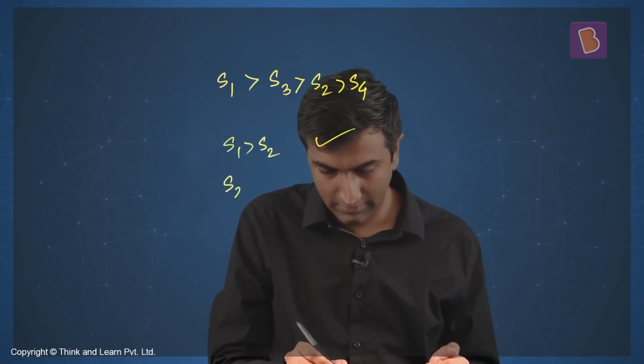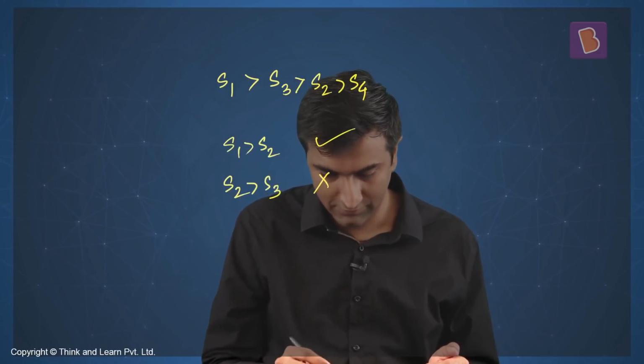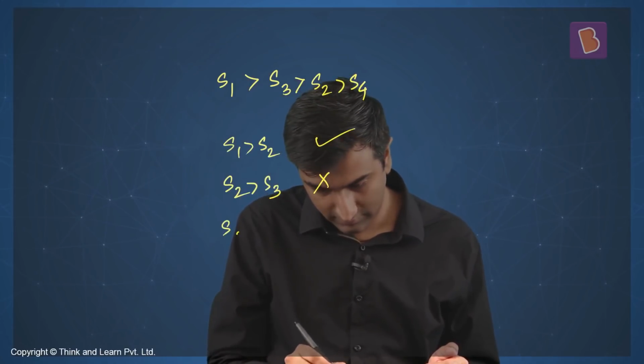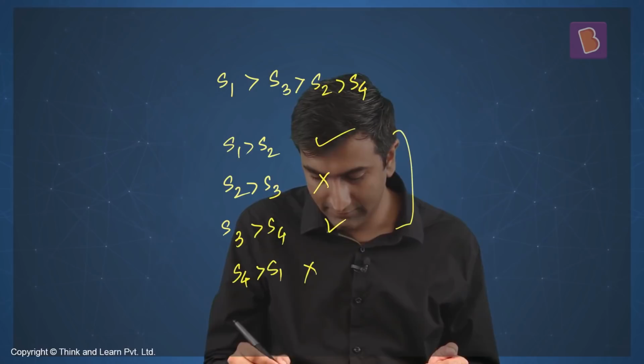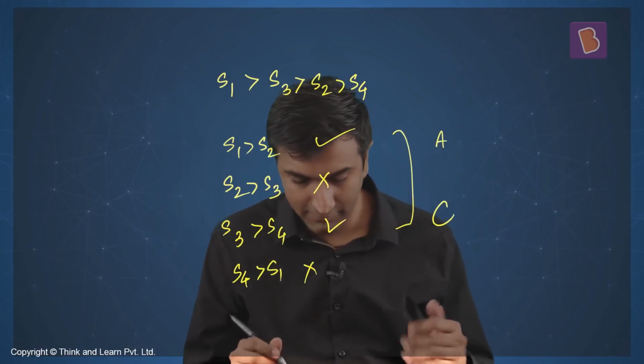What about S2 greater than S3? Nope, this one's wrong. What about S3 greater than S4? Yeah, sure, this one's good. S4 greater than S1? This one's wrong. So your correct answers are options A and C. This is a simple way to do it.